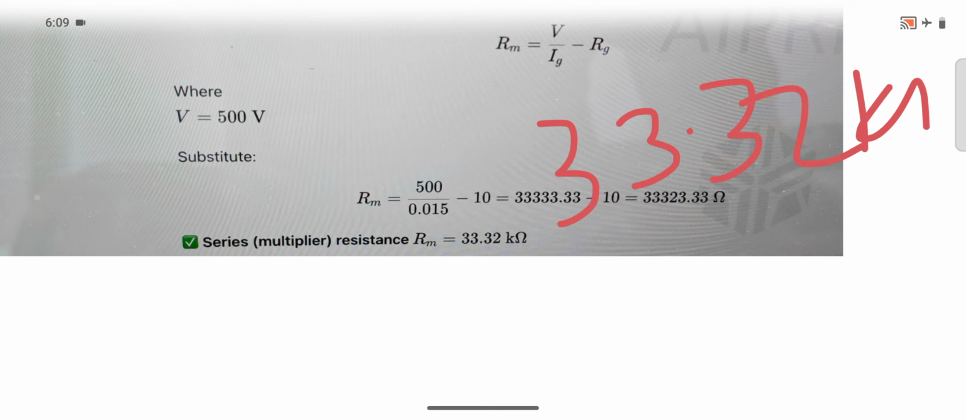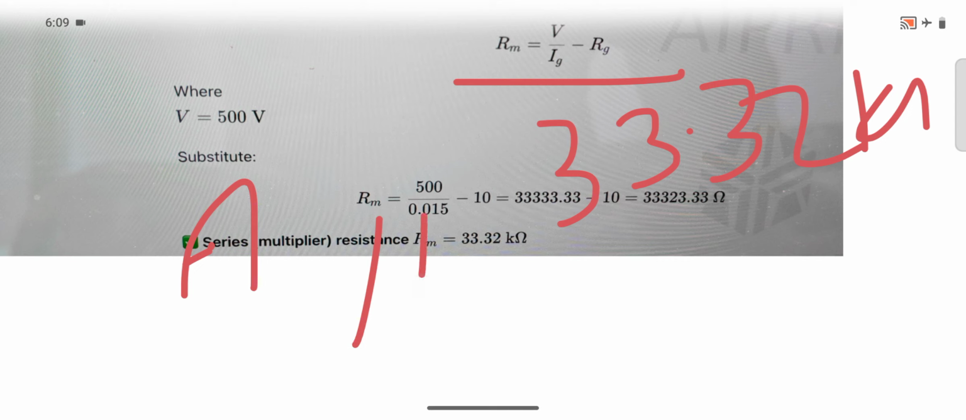So you simply have to remember two formulas, for when you are converting into an ammeter and when you are converting into a voltmeter. When you are converting into an ammeter, you have to connect the galvanometer in parallel, and when you are converting into a voltmeter, you have to connect it in series.